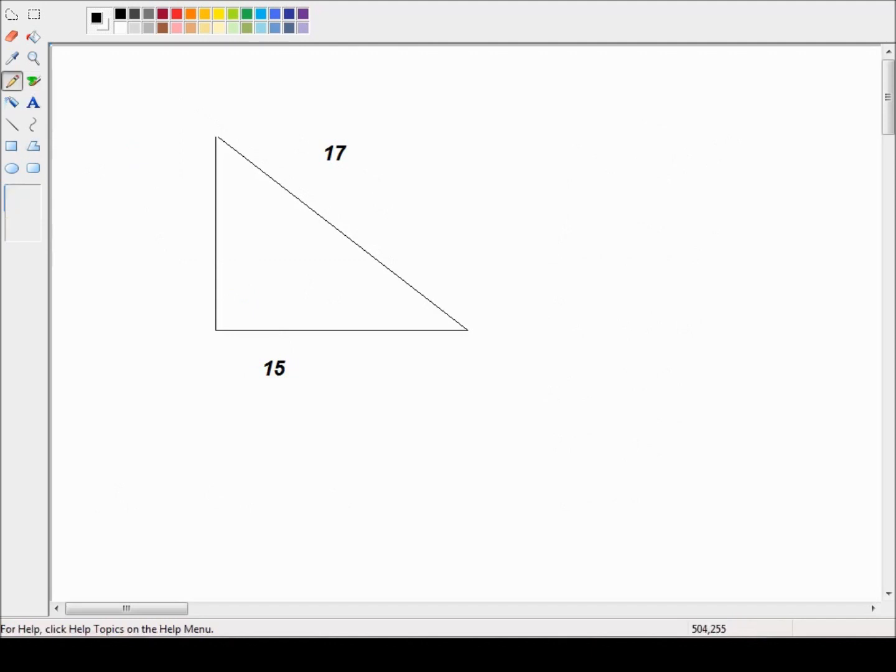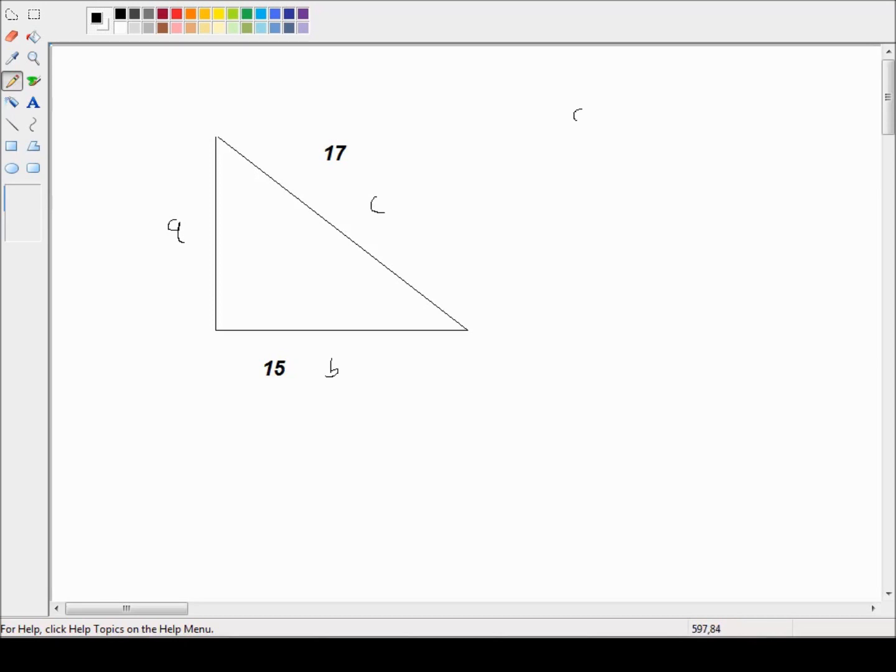Okay, so let's try another example. This time we're given the hypotenuse and we're given one of the legs. So let's label them A, B, C.